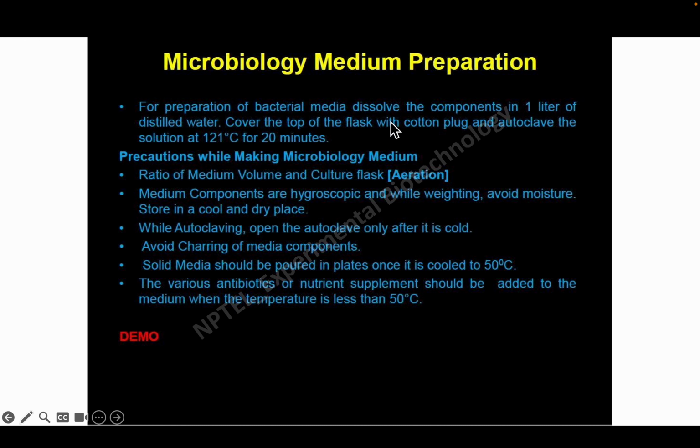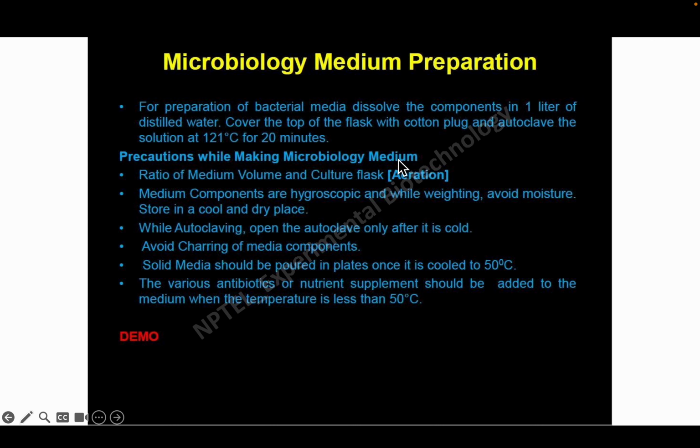Cover the top of the flask with a cotton plug and autoclave the solution at 120 degrees for 20 minutes. All the media you have to prepare, you have to dissolve in your required amount of water. It's not like the 1 liter. If you need 20 ml, you need to dissolve in 20 ml. Then cover the top very well with a cotton plug so that aeration is also there, and autoclave the solution at 120 degrees for 20 minutes.